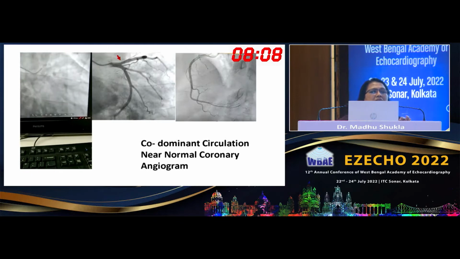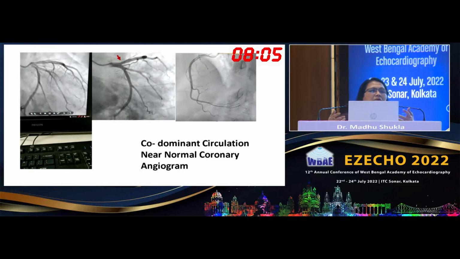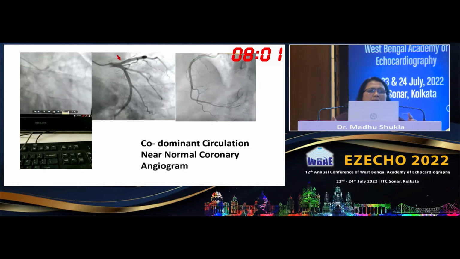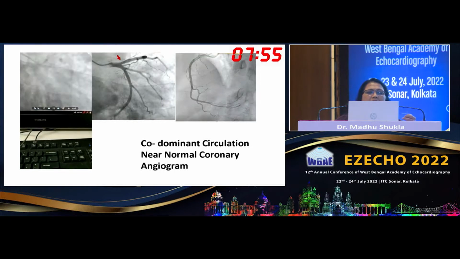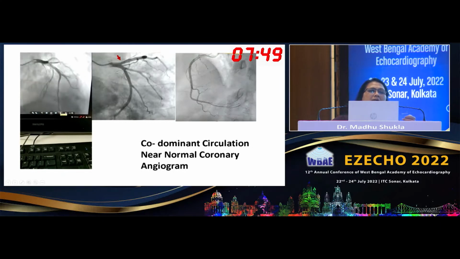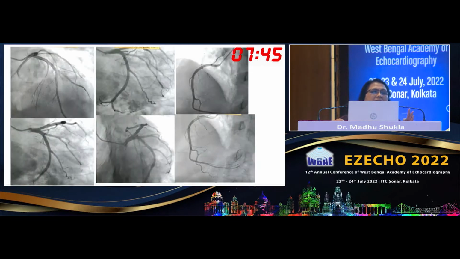This is the angiography which we later on got from the other hospital to review. They had labeled it normal, and you can see the co-dominant circulation and near normal coronary angiogram, except for this red arrow which is showing mild plaquing at the ostium of the LAD. And these are the various pictures to show the normal coronary angiogram.